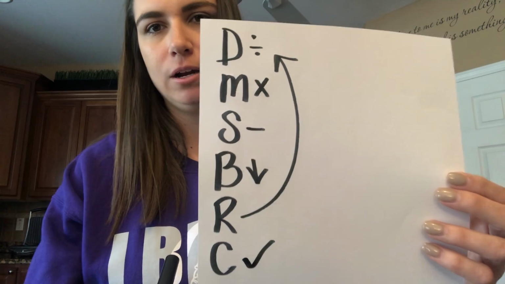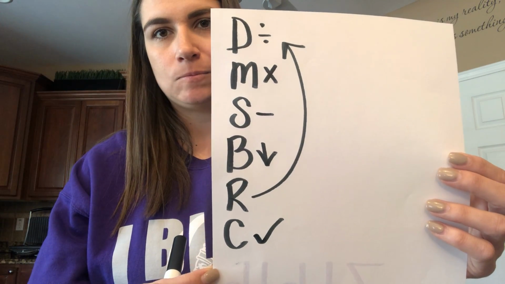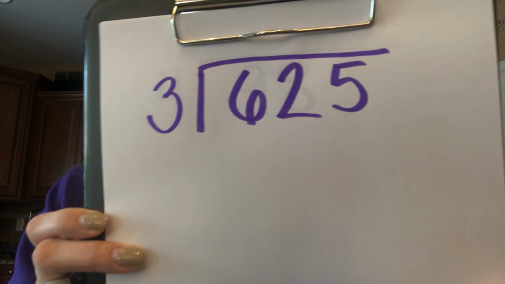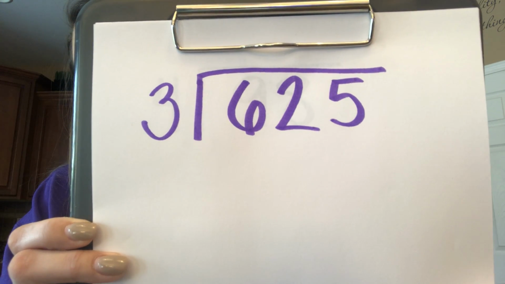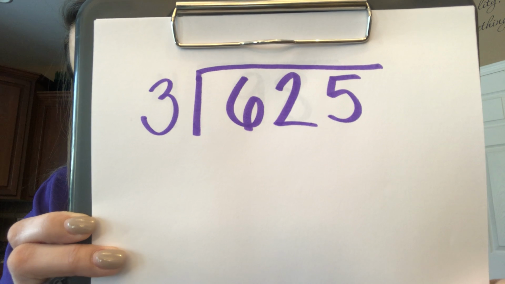And then remember, dad is divide, mom multiply, sister subtract, brother bring down, Rover repeat or remainder. And then if Rover becomes remainder, then Chester is check. So go ahead and make sure that's on your paper. All right, and we're going to go ahead and get started. So the first problem that we have is 625 divided by 3. Let's go ahead and pause your screen and solve.